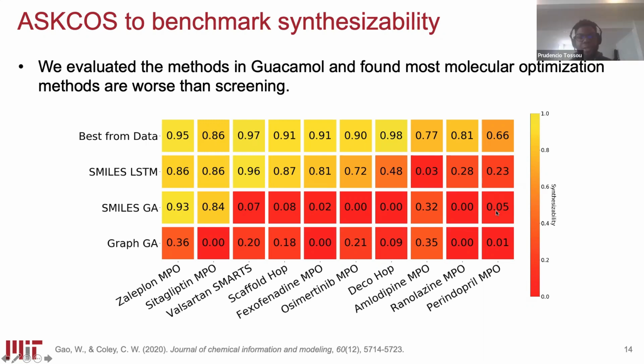I have one question. Sure. Why do some properties give a higher number of chemically accessible molecules and others give a really lower number? Do you have a rationale behind that?